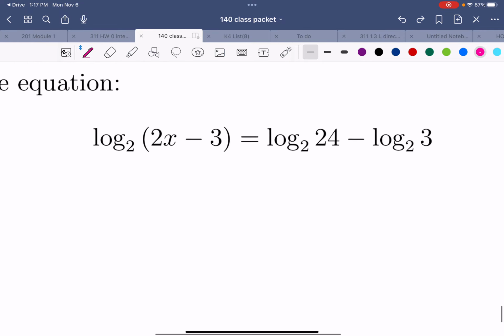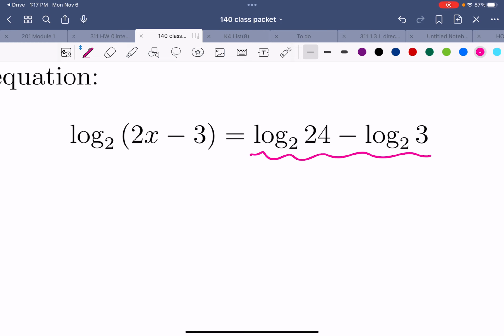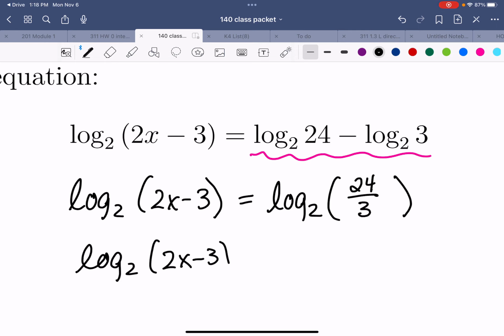All right, now here's what we want to do to be able to use these properties to solve things. Notice I have 3 separate logarithms. In order to solve this, I need to have only one log on each side. So what I need to do is take these two over here and put them together. I'm going to leave the log base 2 of 2x minus 3. Remember, there are no properties when it's subtraction. But over here, I'm going to put this back together. The 24 is positive, so it goes on top. The log 3 is negative, so the 3 goes on the bottom. Then this is log base 2 of 2x minus 3. And 24 over 3 is just 8.